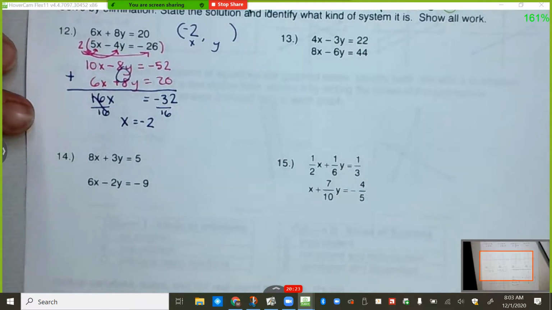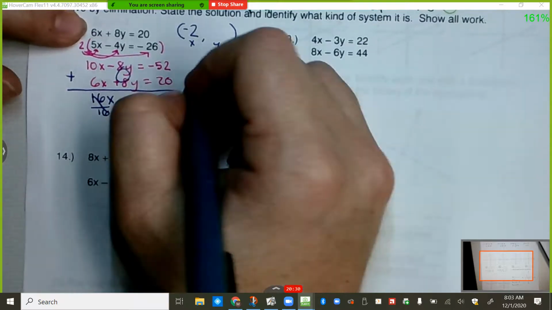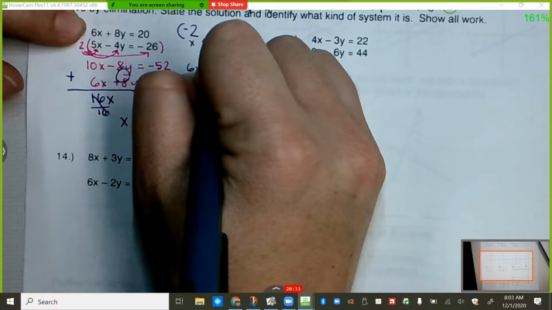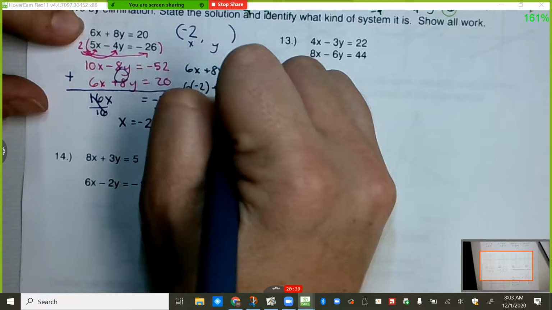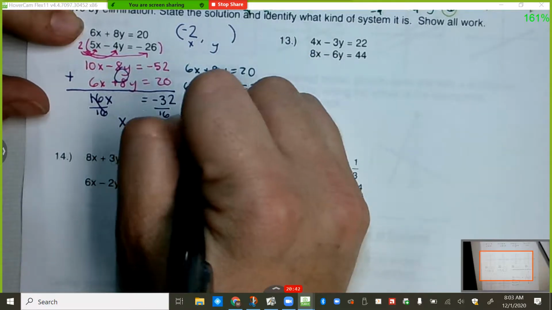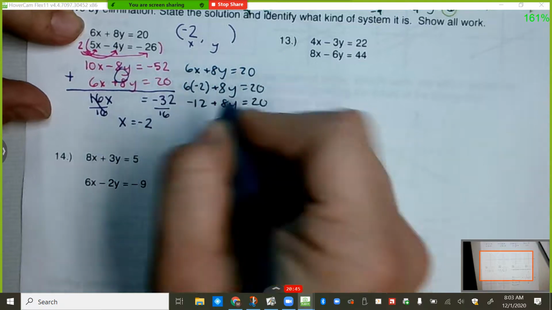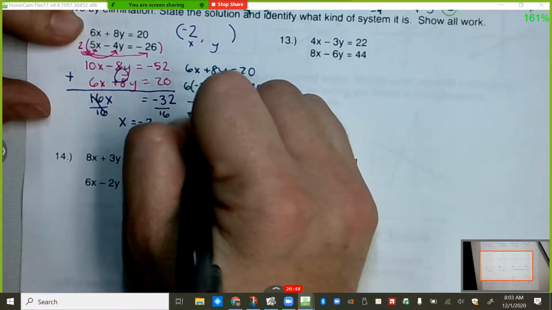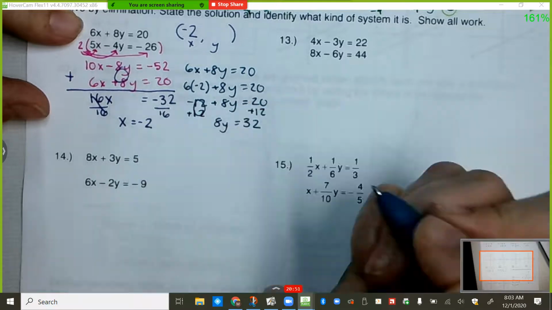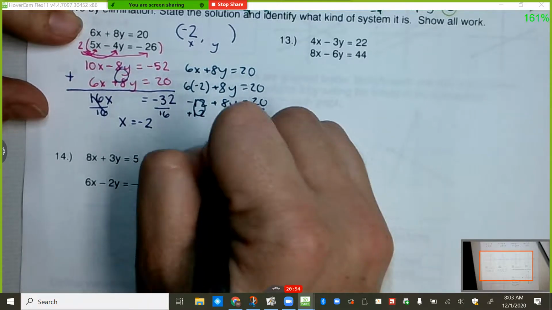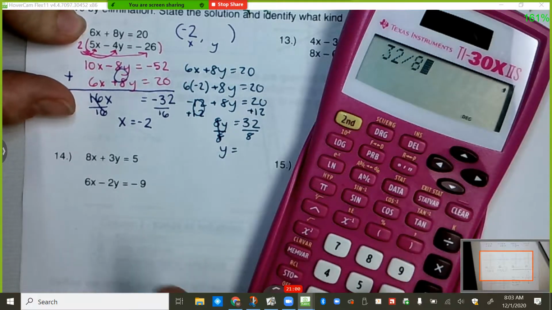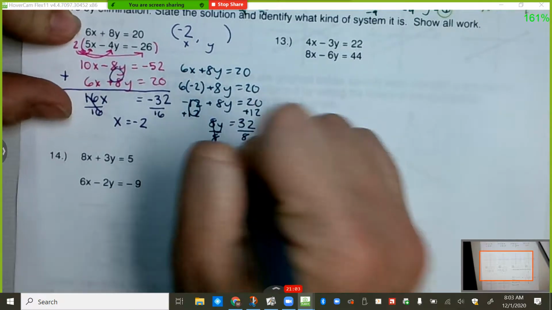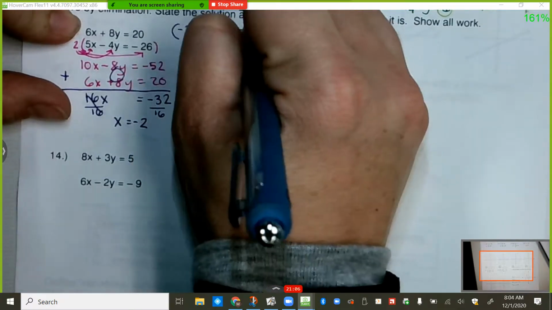So then I pick either equation, and I'm going to substitute it in. So I'll just pick the top one, and I have 6x plus 8y equals 20. I'm going to replace x with negative 2. So 6 times negative 2 plus 8y equals 20. That gives me negative 12 plus 8y equals 20. Add 12 to both sides, and I get 8y equals 32. Divide by 8, divide by 8, and y equals 4. So this is independent and consistent.